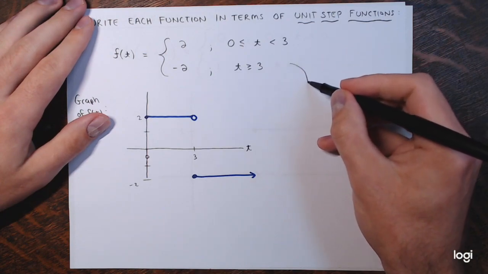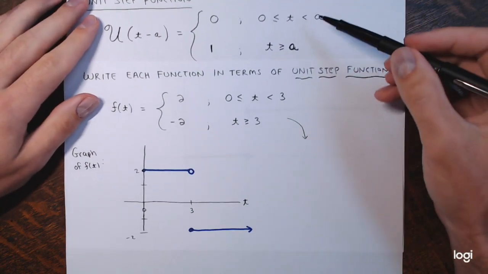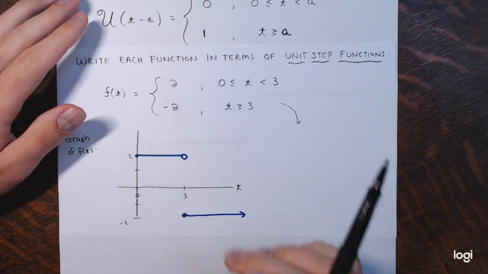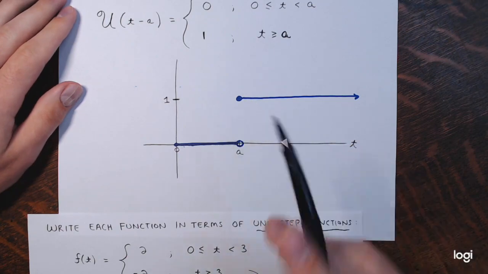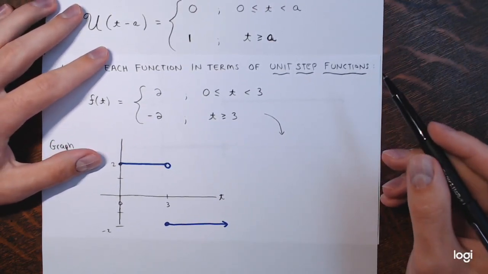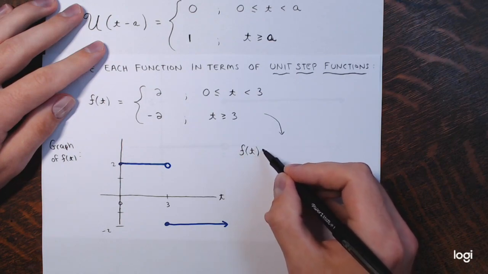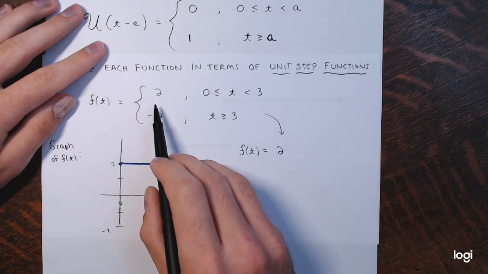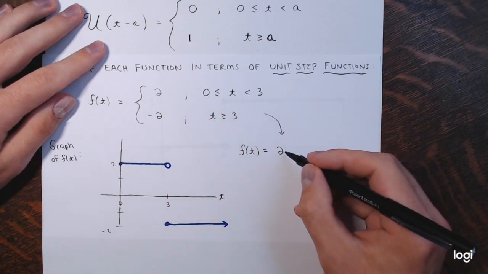So we can express this function using our unit step function when a equals 3, because you see the cutoff. Basically, where are the jumps made from one piece of the graph to the next? Here it's at 3. So let's see how this would work. Let's start off with f of t equals, then I write the first piece, the output for the first piece from 0 up to 3. That's 2.